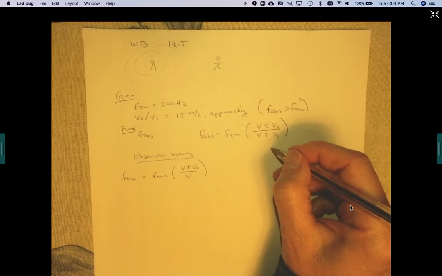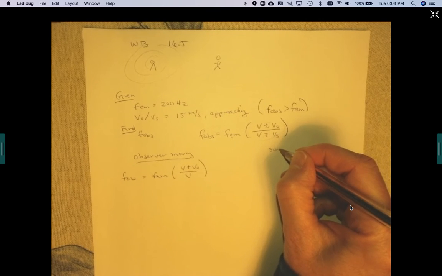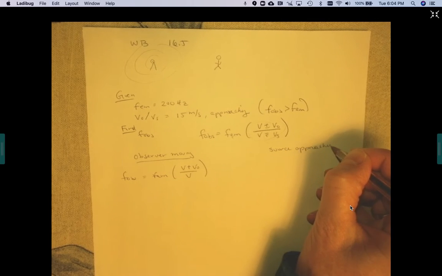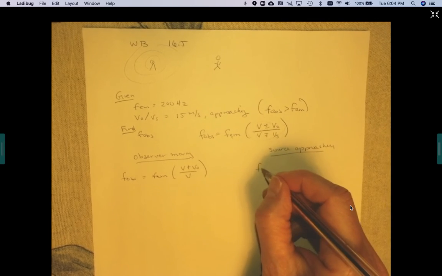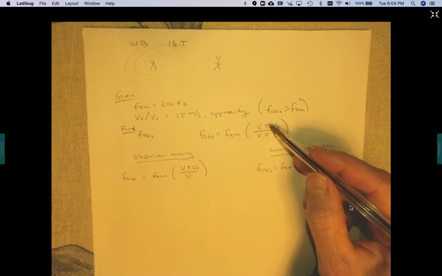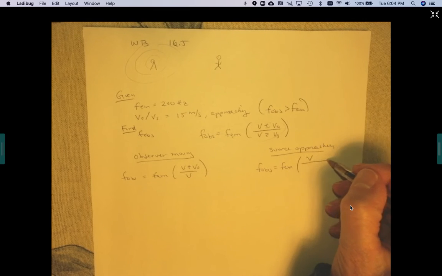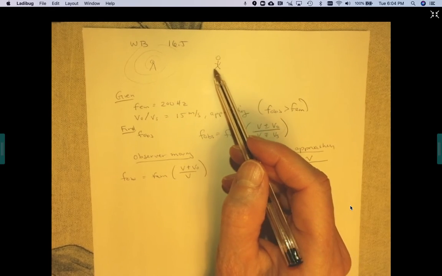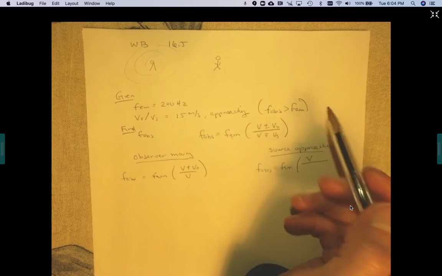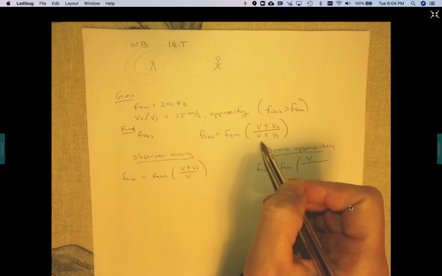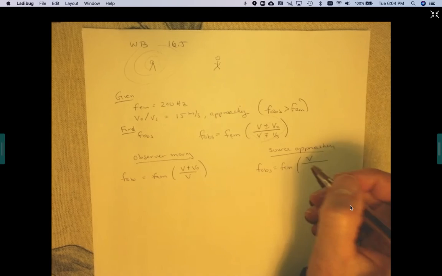All right, and then for the source approaching, we have the observed frequency is the emitted frequency. Our observer is at rest, so we just get V on the top. And again, when the source is approaching, if it's coming towards you, you're going to hear a higher frequency. So this fraction has to be greater than 1, and so we want the minus in the bottom.